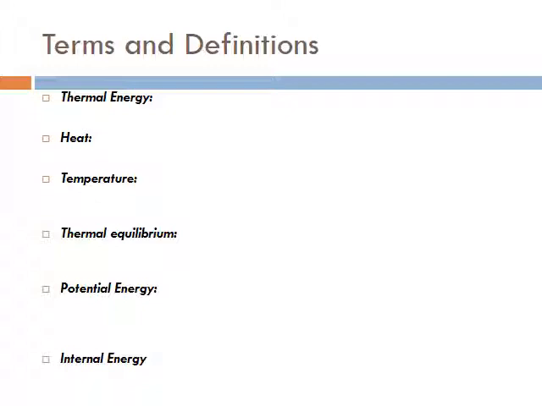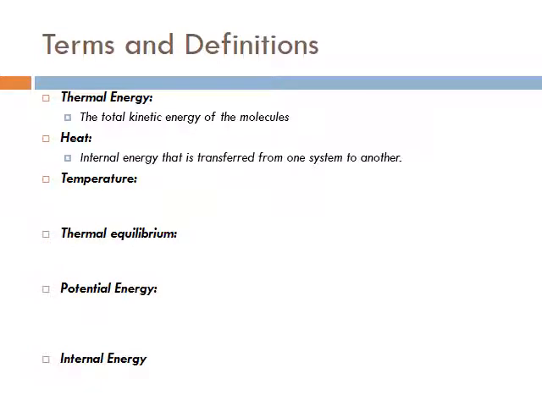Thermal energy is basically the total kinetic energy of the molecules, right? We were just talking about that vibrating of those molecules. And kinetic energy is the energy of motion. Heat is the internal energy that is transferred from one system to another. Heat is the most commonly misused term. We often talk about heat as in something has heat, but it doesn't have heat. Heat is something that is transferred from one object to another or from one system to another.